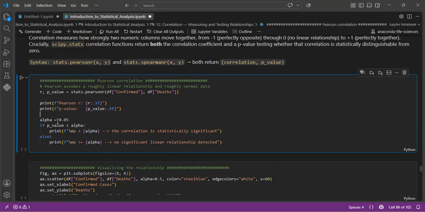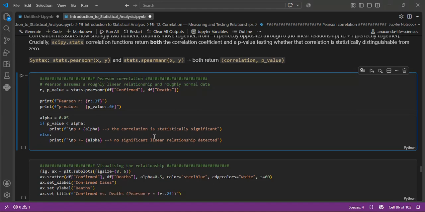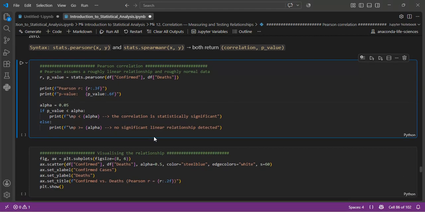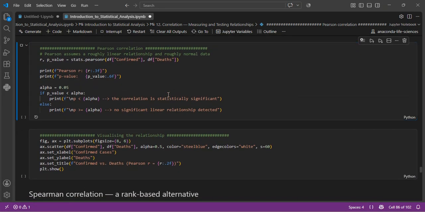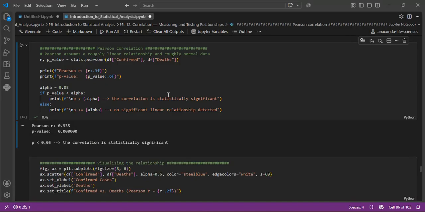So the Pearson correlation value was 0.935, and therefore a positive correlation because there is no negative value over here. And then the p-value is 0.00000. So it means that the confirmed cases and the test cases are positively correlated because 0.935 is almost close to 1. The perfect correlation is 1.